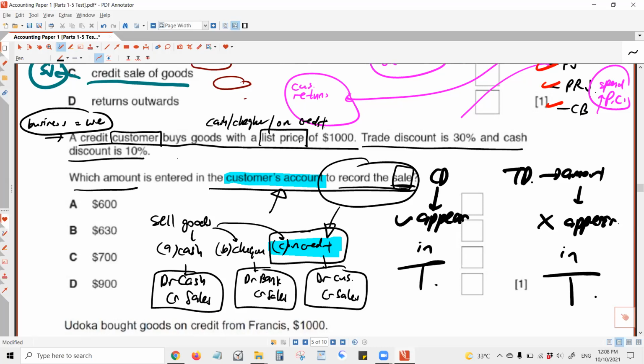Original price is 1,000. Trade discount 30%. Can you apply the cash discount right now? No. Cash discount is meant to be given when the customer settle the debt. But has the customer make payment? Not yet. So we are not sure whether cash discount can be given or not yet. Ignore the cash discount. Cash discount doesn't need to be used here.